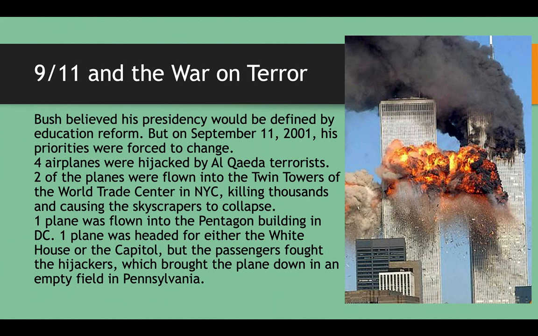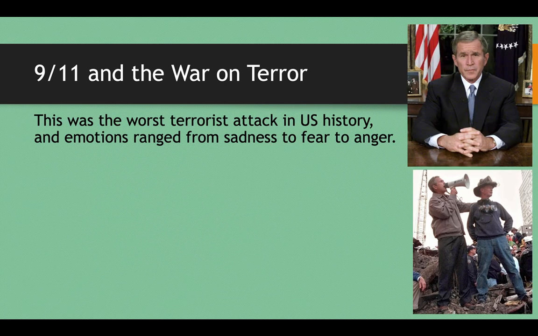One plane was then flown into the Pentagon building in Washington, D.C., and one plane was headed either for the White House or the Capitol, but the passengers fought the hijackers, which then brought the plane down in an empty field in Pennsylvania. Nearly 3,000 American civilians were killed in this act of war.